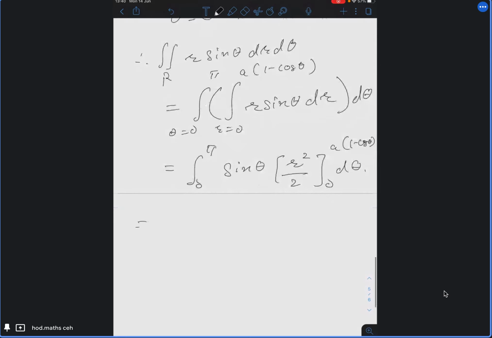Simplify it, 1 by 2 out, 0 to pi as it is, you will get sine theta. Upper limit is a square, so a square I'll write outside, sine theta into 1 minus cos theta whole square d theta. And the lower limit will be 0 only. So further you simplify and tell me what you will get.